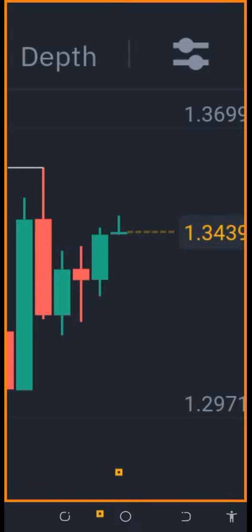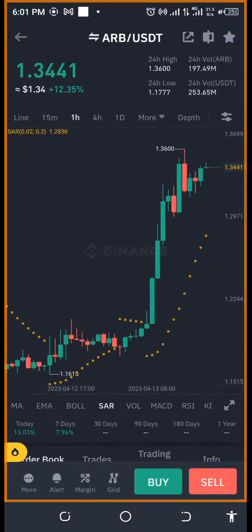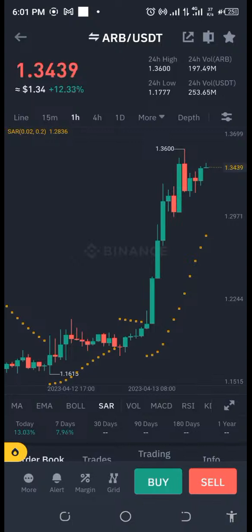I'm going to set a buy limit first, and then afterwards I'm going to set a sell limit, okay? Because you know that spot trading is buying the coin, holding it for a while, and selling it for profit once it rises, okay?